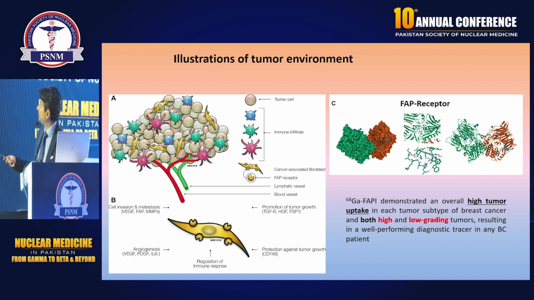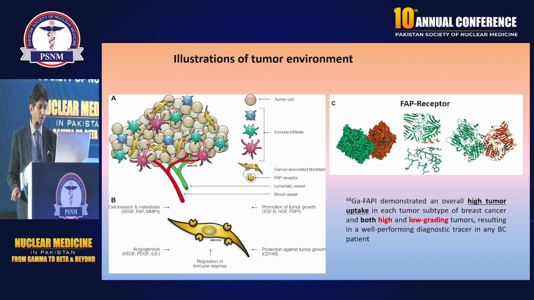This white is the tumor cells, and these spindle shapes are the cancer-associated fibroblasts. FDG targets the tumor cells by their high mitochondrial activity, but for fibroblasts, FAPI targets these cancer-associated fibroblasts. And the good thing is that it has good uptake regardless of tumor grade. Its uptake is overall high in both high and low grade tumors. So you can exploit that by doing FAPI imaging in low metabolic active tumors.